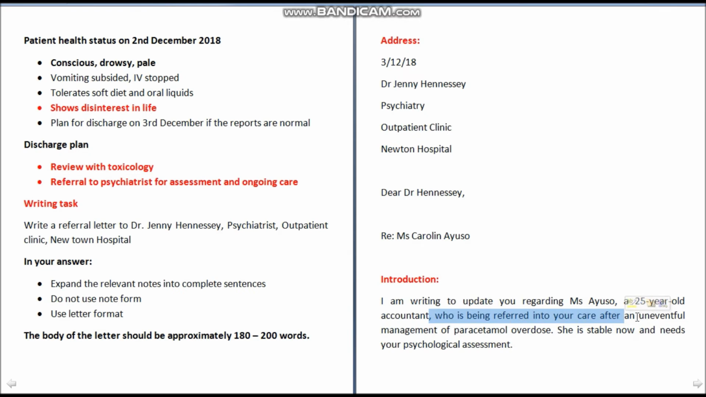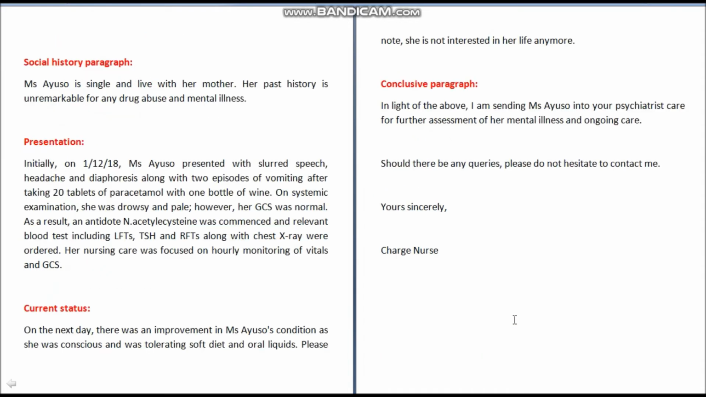Okay, what was the diagnosis? After an uneventful recovery from paracetamol overdose, or you can write uneventful management of paracetamol overdose. So she is stable now and needs your psychological assessment. So the psychiatrist will do the assessment. This assessment will show whether the patient is going to do this again in the future or not.